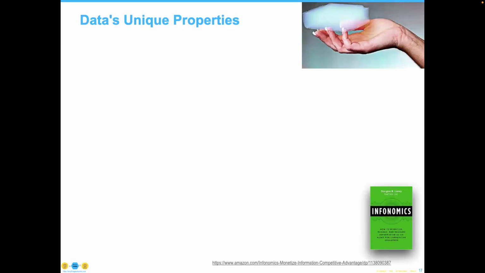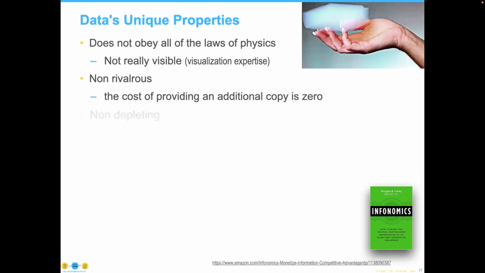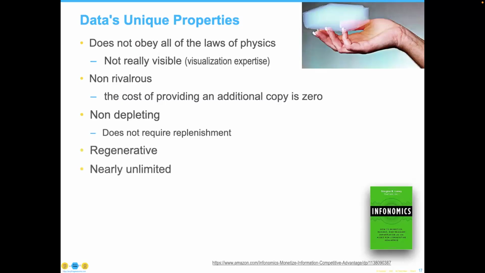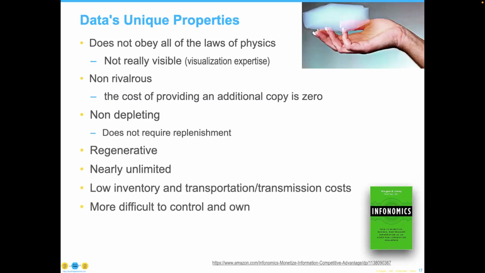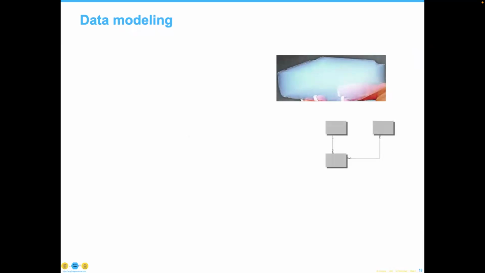Data has some really unique properties. That was about as good as I could come up with for an abstract on this. And I do want to acknowledge Doug Laney's wonderful book, Infonomics, where I pulled a couple of these things from. But first key is that data is not really visible. Certainly with visualization and things we can do better. It's non-rival, which means the cost of providing an additional copy is oftentimes close to zero. It does not require replenishment. It is nearly unlimited and regenerative. It has low inventory and transportation costs. It's more difficult to own and control. And if you mess it up, it's really hard to clean up.